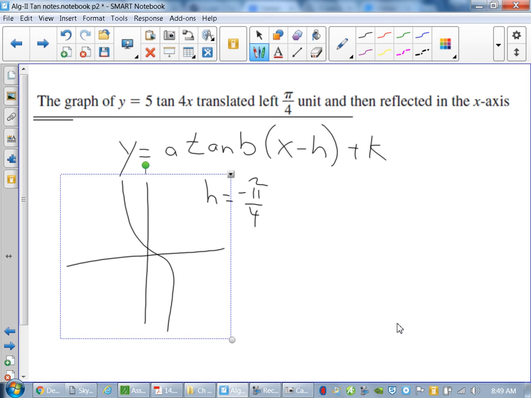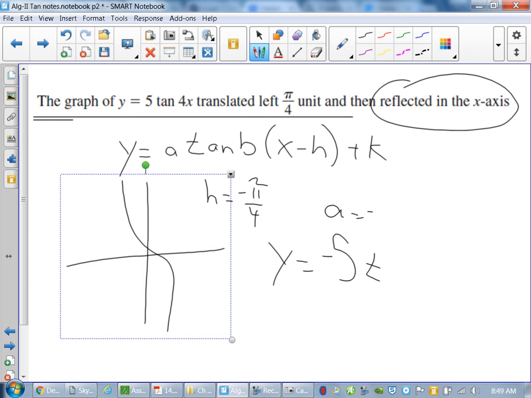Okay? So in order to flip the graph, not flip the bird or flip the finger or whatever you call it nowadays, what do we have to do to it? How do you change the direction of the graph? Okay, right, very good. So this just means by reflection here, that means your A value becomes negative. So your graph becomes y equals -5 tangent 4x plus pi over 4. Okay. Not too bad, is it?